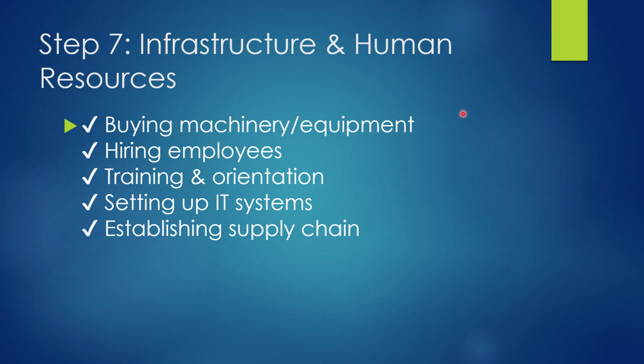So this includes land and building, machinery, tools and equipment, office setup, raw materials and inventory, utilities like electricity, water, internet, the workplace layout, the safety measures, establishing the supply chain, setting up of IT system, right?